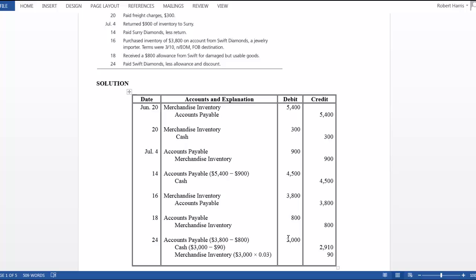But we're going to pay them within the discount period. So the discount period they gave us here was going to be for those 10 days. And you can see here that we got those guys.